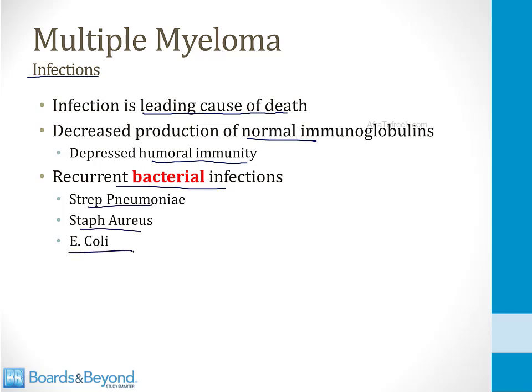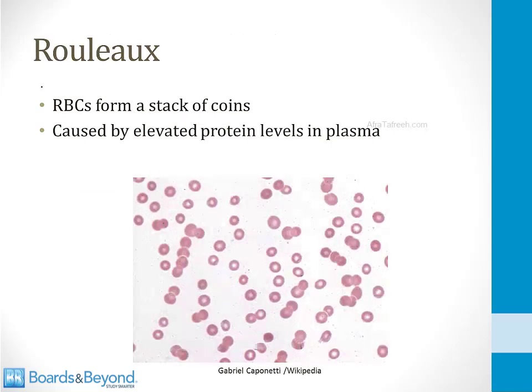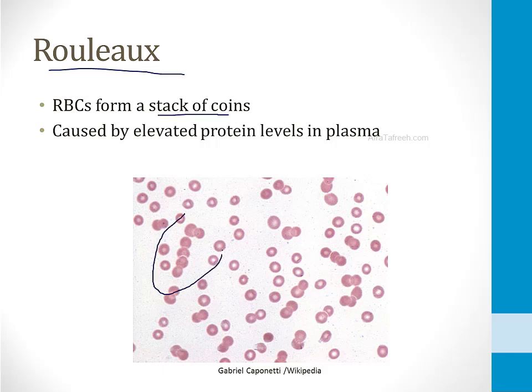coli. And in the infectious disease section, I talk about how antibodies from humoral immunity are very important for fighting off these organisms. There's a characteristic finding on peripheral blood smear in patients with multiple myeloma, and that's called the formation of rouleaux. Rouleaux are red blood cells that take on the appearance of a stack of coins. These are some rouleaux shown in this picture on the screen here, and this is caused by elevated protein levels in the plasma, causing the red blood cells to stick together.